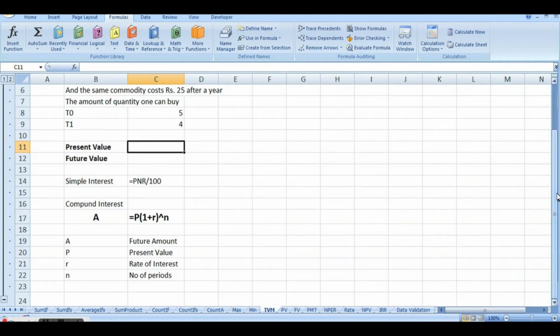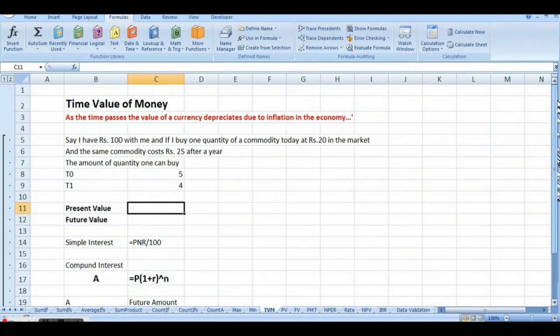Say for example, if you have rupees 100 and you can buy 5 quantities today, that is in time 0, but after a year you can buy only 4 quantities out of that rupees 100 of the same commodity. What does it mean? It simply means that the value of money or the currency has diminished or reduced.